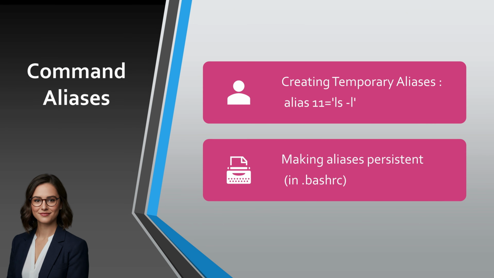Command aliases are shortcuts for frequently used commands. Instead of typing out a long or complex command every time, you can define a shorter alias for it. You can create temporary aliases that are only active for your current session using the alias command followed by the alias name, an equal sign, and the command in single quotes. For example, the alias command on the slide creates an alias of ll that runs ls -l. To make aliases persistent across sessions, you typically add them to your shell's configuration file, usually .bashrc in your home directory.